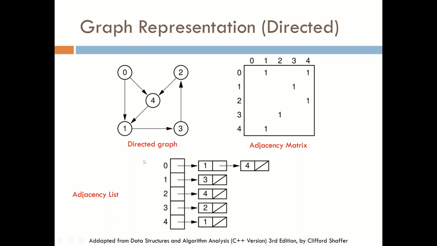And representing that graph as an adjacency list is pretty much the same method that we looked at previously, except we take into account the direction of the individual edges. And so here's 0 connecting to 1 and 4. Everything else just connects to a single vertex. There's 1 to 3. There's 2 to 4. There's 3 to 2. And there's 4 to 1.